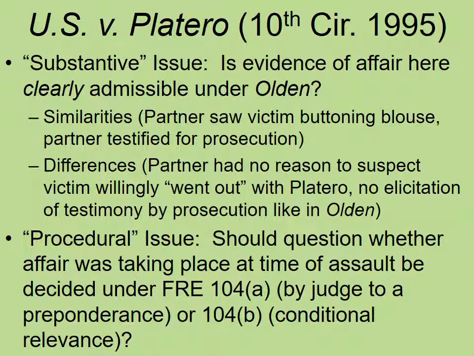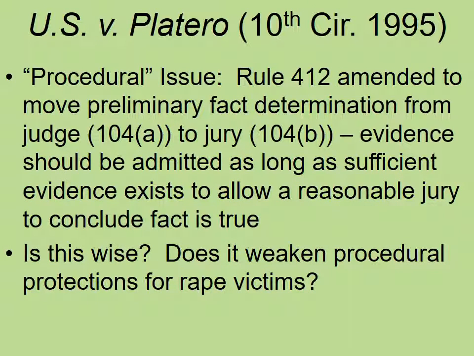But next, I just want to talk a little bit about this procedural evidence issue. So on this second appeal, the appellate court finds that the jury should decide whether the affair took place, so Rule 104B would have been the proper one for the judge to apply. And the 10th Circuit here notes that in the interim between the first and second appeals, Rule 412 had in fact been amended, explicitly moving the preliminary fact questions underlying the use of these exceptions from the judge under 104A to the jury under 104B, as long as sufficient evidence existed to allow a reasonable jury to conclude that the fact was true.